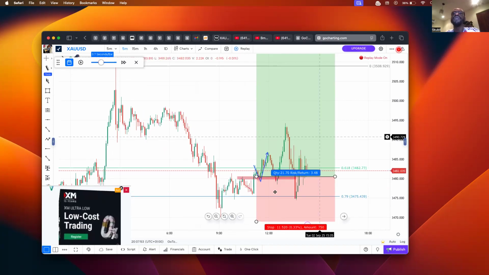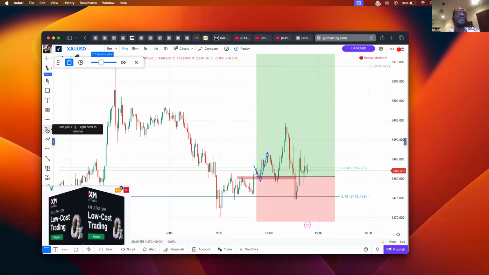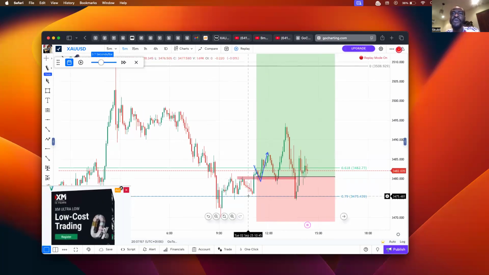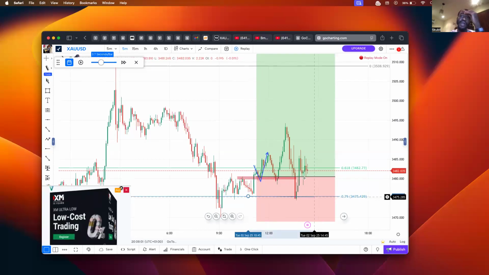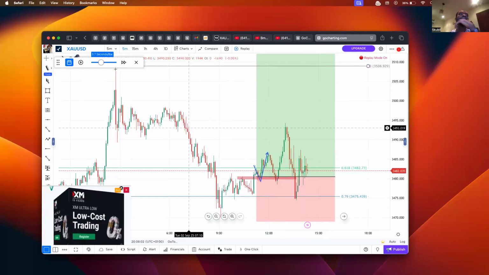Now, see what I was talking about, price coming back to take out those lows before pushing to the upside. If we dropped our stop loss slightly below here, you see that price came back to take out that low before it went back up again. So let's see how it eventually played out.